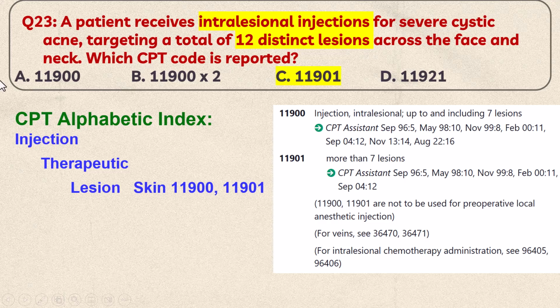In the CPT alphabetic index, first you have to search the main term injection, then go for the subterm therapeutic, then go for the subterm lesion. There you have to find the skin. The skin has two codes, 11900 and 11901. So once you come back to the tabular list, 11900 is injection intralesional up to and including 7 lesions. 11901 is more than 7 lesions. So in our case, it is 12 lesions. So that is more than 7. So the correct code will be 11901. So the answer is C.